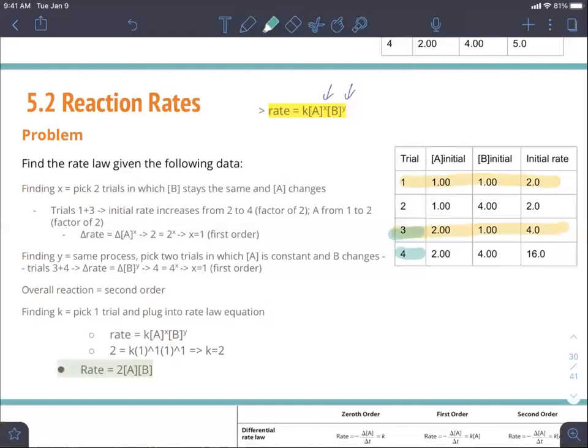And then after you're done, you can plug in the data from any of these trials. Say you wanted to use trial 1 because it's pretty easy. Then all you would have to do is plug in the numbers here to find the rate constant. So the rate would be 2, concentration of A is 1 to an exponent of 1, then both of them are to 1, and so you would see that the rate constant equals 2, and then the full rate equation is just 2A times B, and that's your full rate equation. And this overall reaction is second order because you add the exponents together, so this reaction is second order.